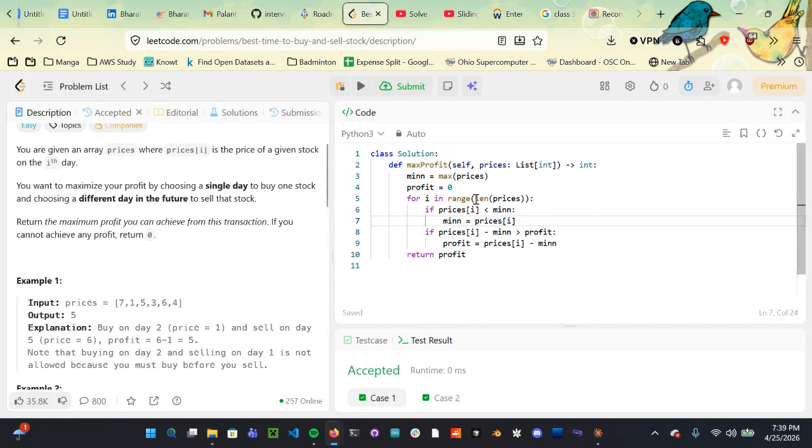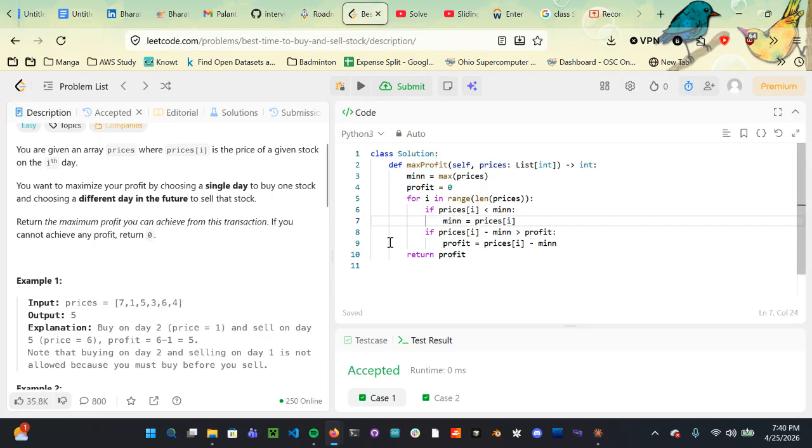7 is the greatest value, so it doesn't really change because it's not less than the minimum. We go to the next one. Now this becomes the minimum, 1. 1 minus 1 is 0. It's the same thing. Then we go to this one. 5 minus 1, 4. 4 is a new profit, right? Then we go to this one. 3 minus 1, 2. 2 is less than 4. We keep 4. Here, 5. And then we keep going.